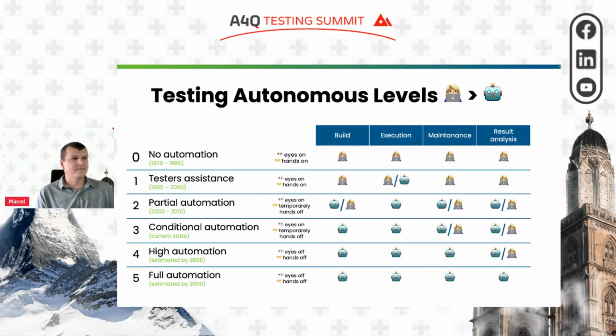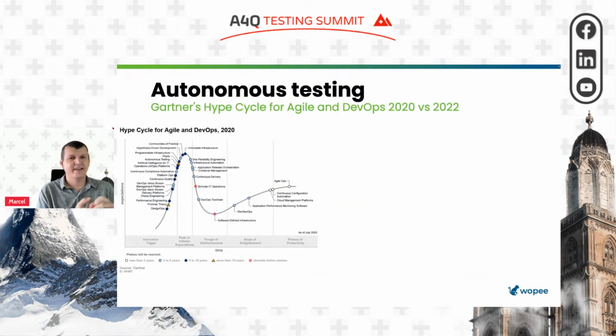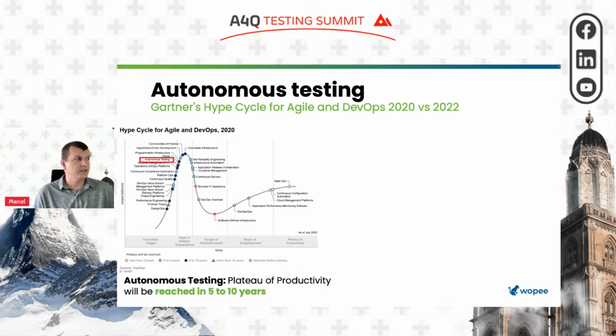And it might sound a bit crazy, but there are a couple of other people and companies crazy about the idea, not only me. And so that's why I decided to show you some other slides about that autonomous testing. And this is a hype cycle, which is basically reported by Gartner, which they published in 2020. And that's the hype cycle for Agile and DevOps. And autonomous testing is on the list.